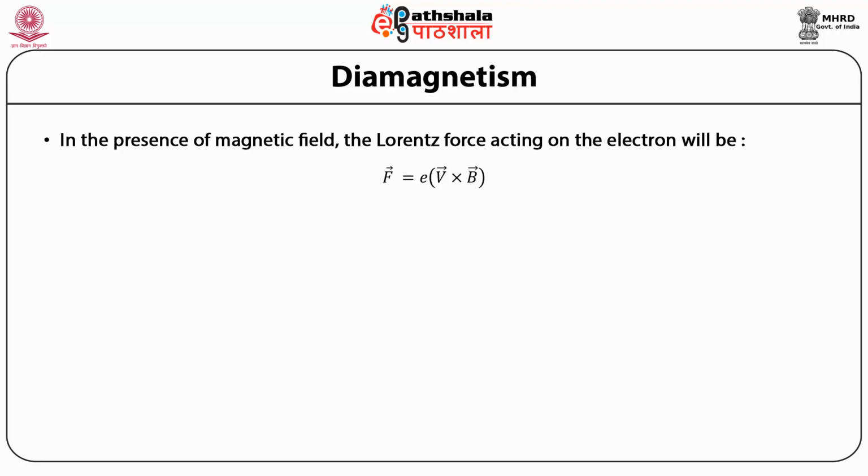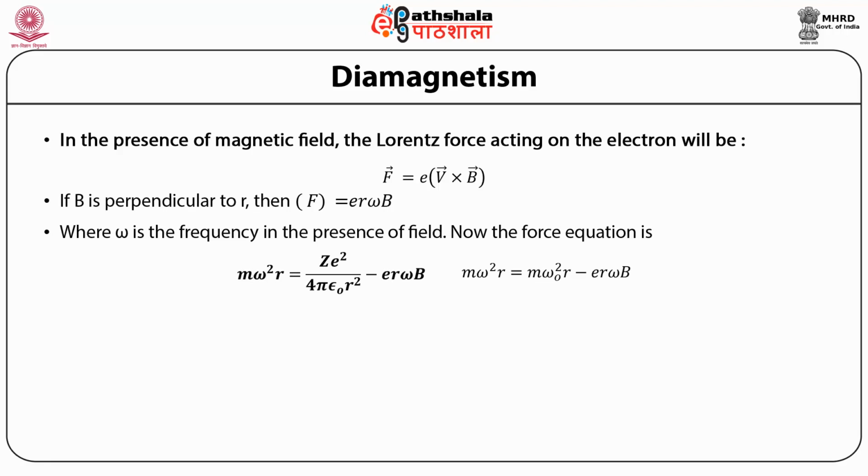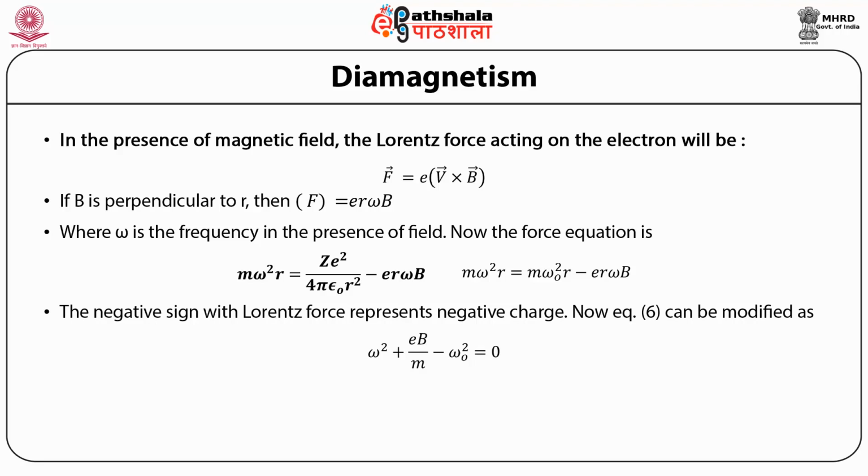In the presence of a magnetic field, the Lorentz force acting on the electron is F equal to e V cross B, where V is the velocity and B is the magnetic field, and remember this B is perpendicular to r. Then F comes out to be e r omega B, where omega is the frequency in the presence of the field. Now if we further simplify, m omega square r equals Z e square over 4 pi epsilon naught r square minus e r omega B, which gives m omega square r equal to m omega naught square r minus e r omega B. The negative sign represents the Lorentz force on the negative charge.